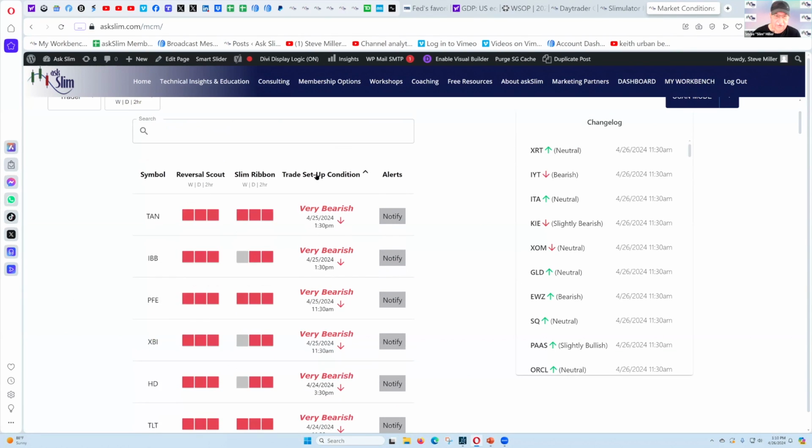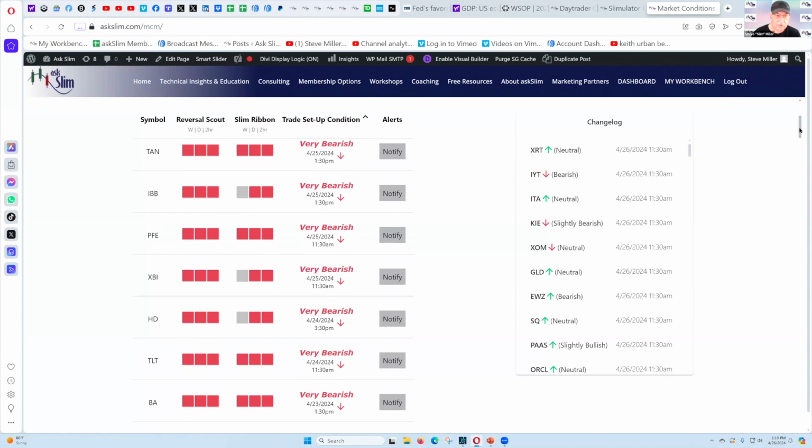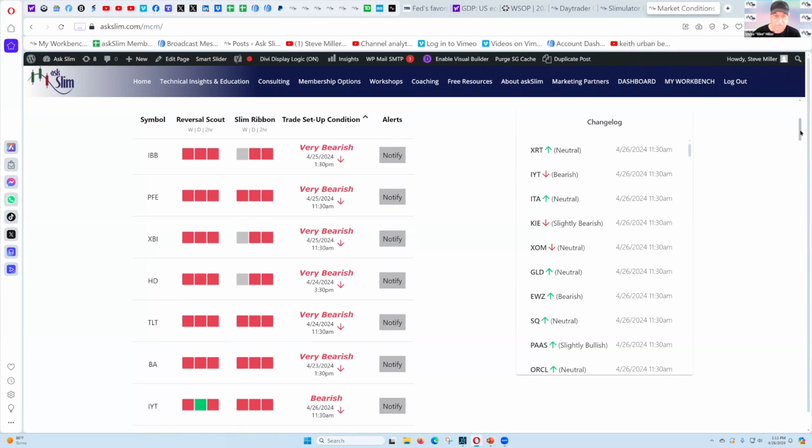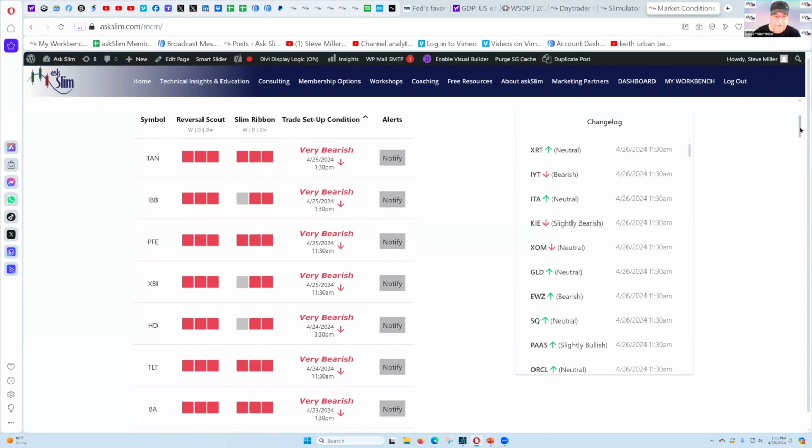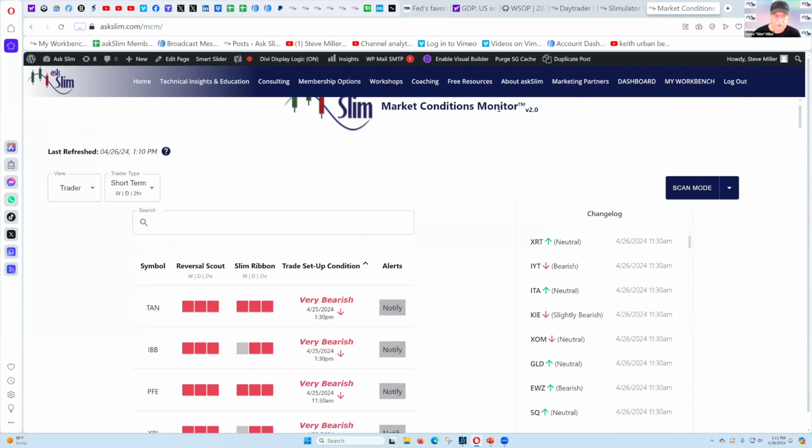And let's just look here at the bottom 10, the ones that are very bearish. TAN, which is the solar stocks, IBB, Pfizer, XBI, Home Depot, TLT, Boeing is very bearish. And that's a look at the ones that are very bearish, looking at the short-term conditions. And of course, you can look at intermediate, near-term, any of those when you really want. Depends on the style of trader that you are.